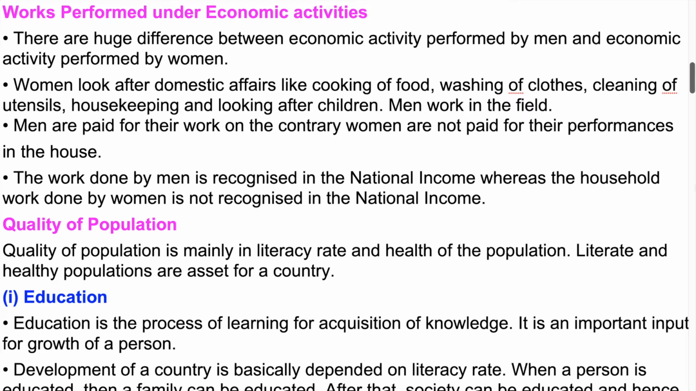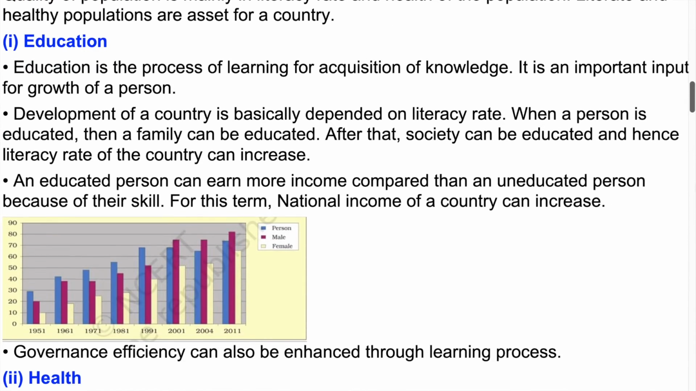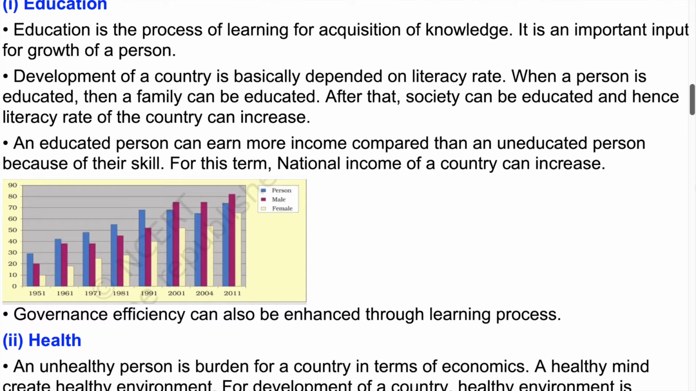Quality of population. Quality of population is mainly seen in the literacy rate and health of the population. Literate and healthy populations are an asset for a country. 1. Education. Education is the process of learning for acquisition of knowledge. It is an important input for the growth of a person. Development of a country is basically dependent on the literacy rate. When a person is educated, a family can be educated. After that, society can be educated and hence the literacy rate of the country can increase.